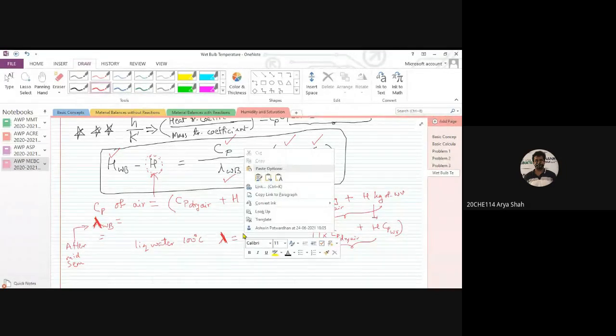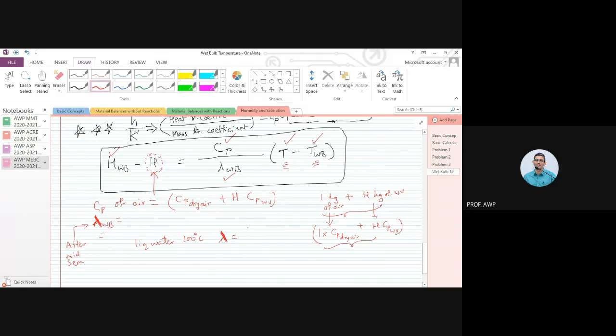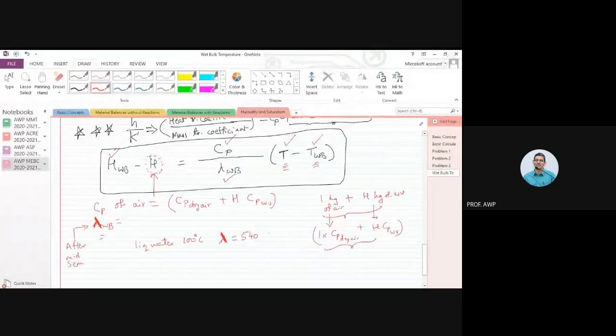4,200 joules per Kelvin. Lambda has units of per Kelvin. Sorry, sir. 4,200 joules per kg. Okay, so it is not 4,200. It is 540 kilocalories per kg. Latent heat of vaporization of water.